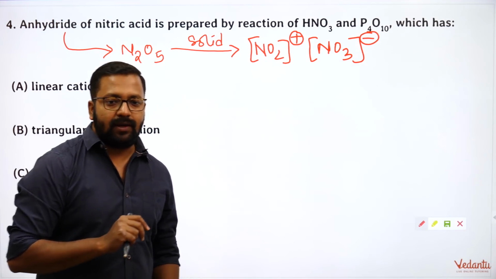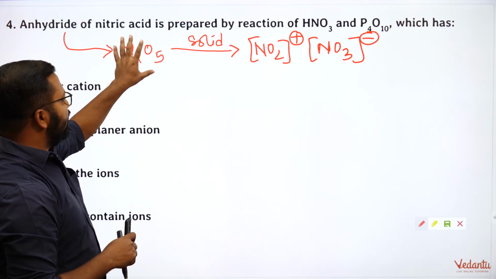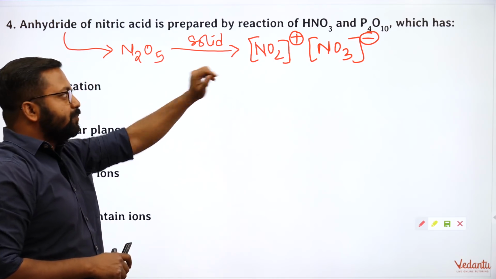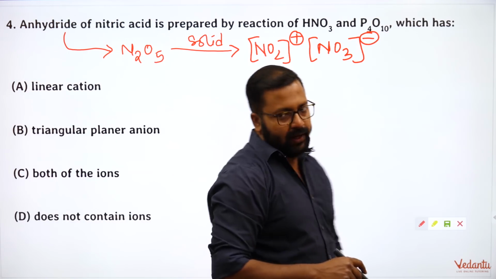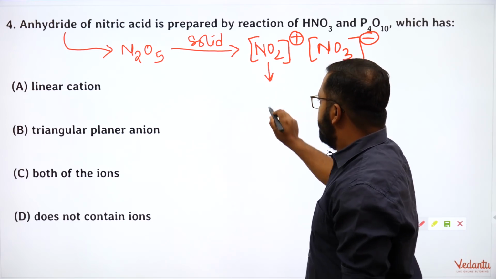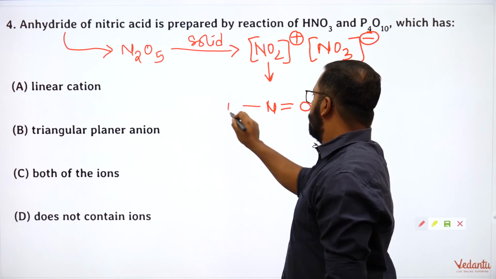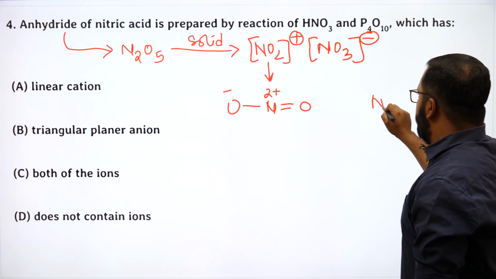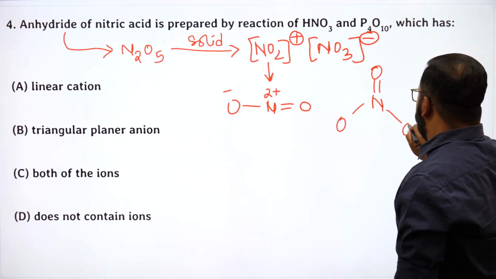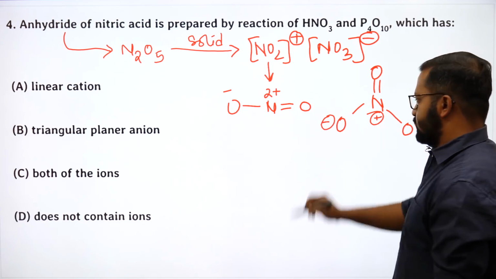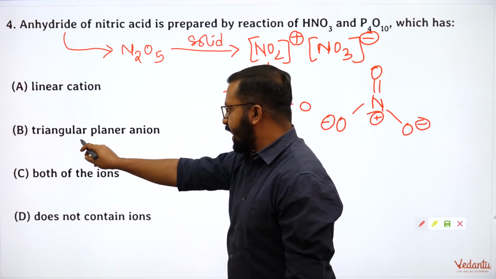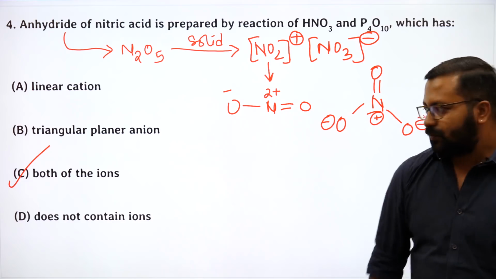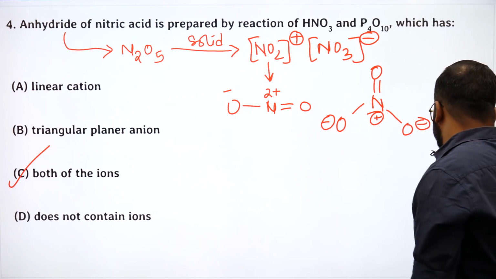ठीक है, ये दो फॉर्म में मिलते हैं हमें. So this might be observed in the gaseous state, but solid state में इस फॉर्म में मिलेगा आपको. So if it is observed in the solid state, NO2 plus is a linear species. N double bond O, O 2 plus minus. This is NO2 plus, but NO3 minus is this. So linear cation, triangular planar anion. Right answer is C. Okay, let's move on to the next question.